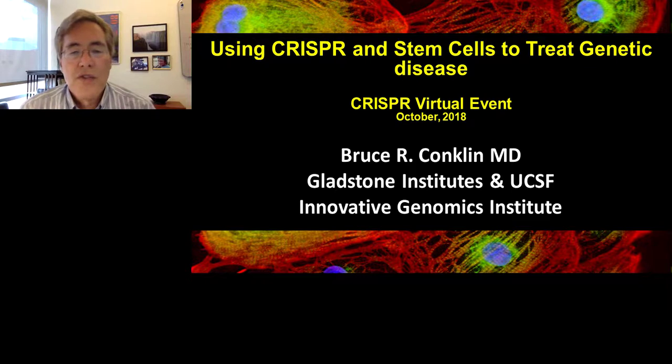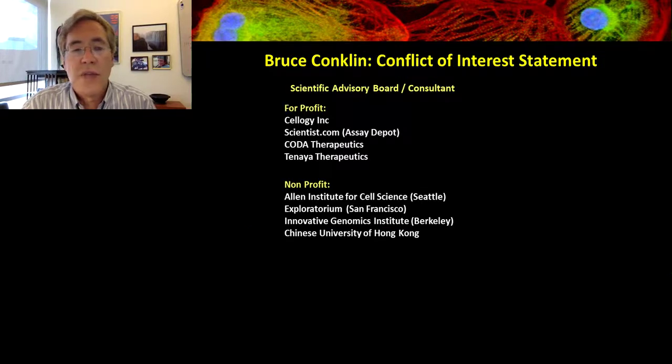Hello, this is Bruce Conklin, and it's a pleasure to be here. I'm going to be talking about using CRISPR in stem cells to treat genetic disease. I'd like to just start with a conflict of interest statement. I'm involved in several companies, as indicated here, and then nonprofit organizations.